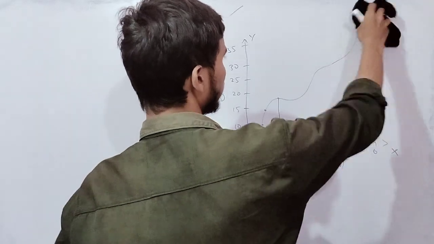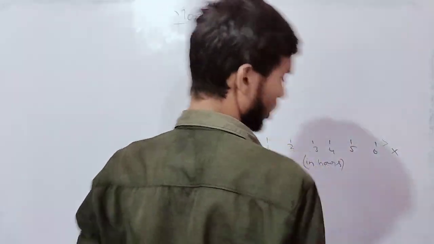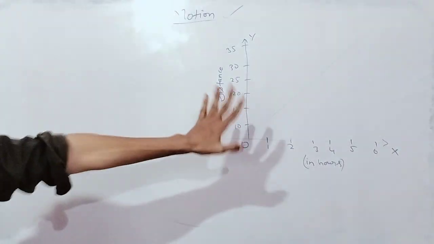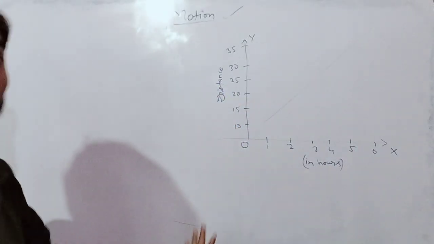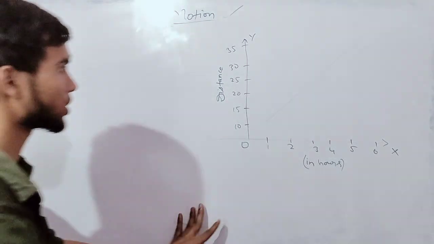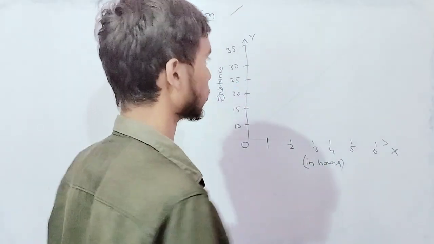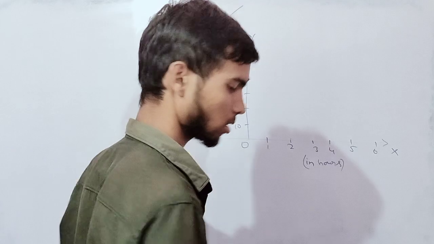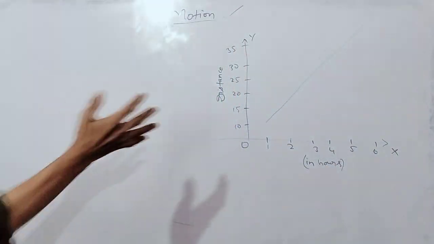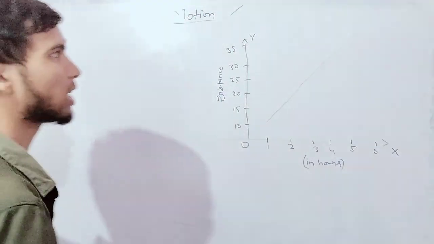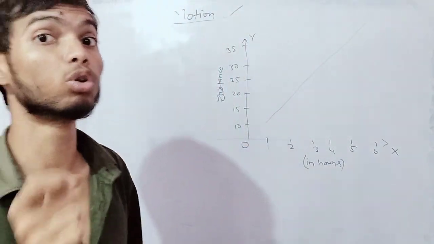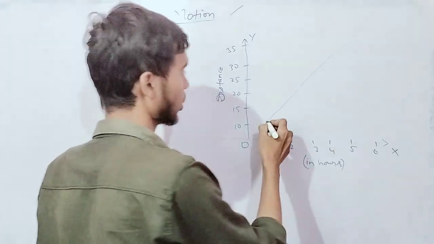Now, what if we have a straight line like that? This is not a horizontal line. This is also not a vertical line. This is something else, but okay, this is given to you. Can you see this? Now this straight line will give you uniform motion, not non-uniform motion.